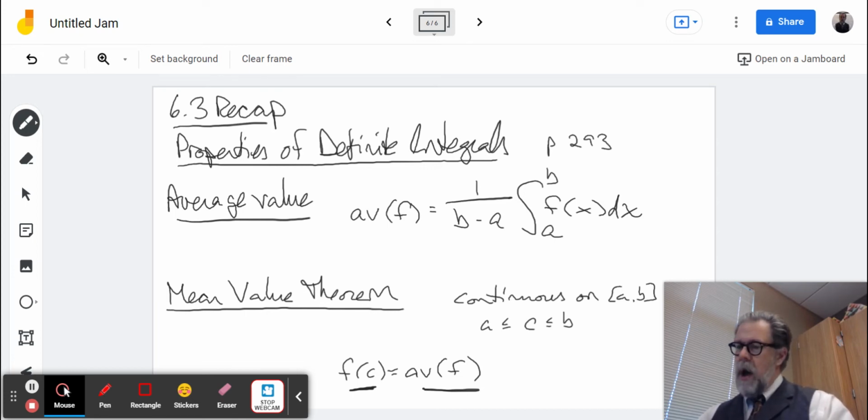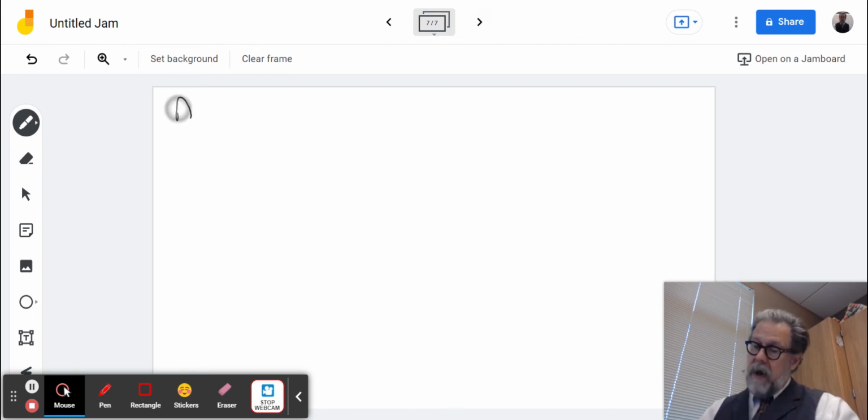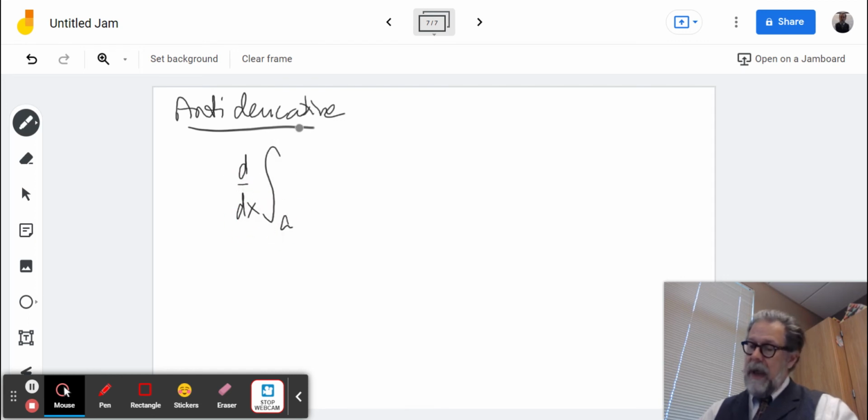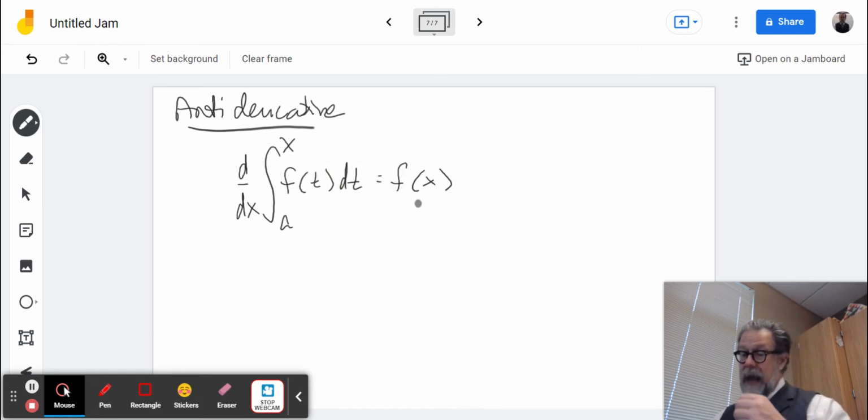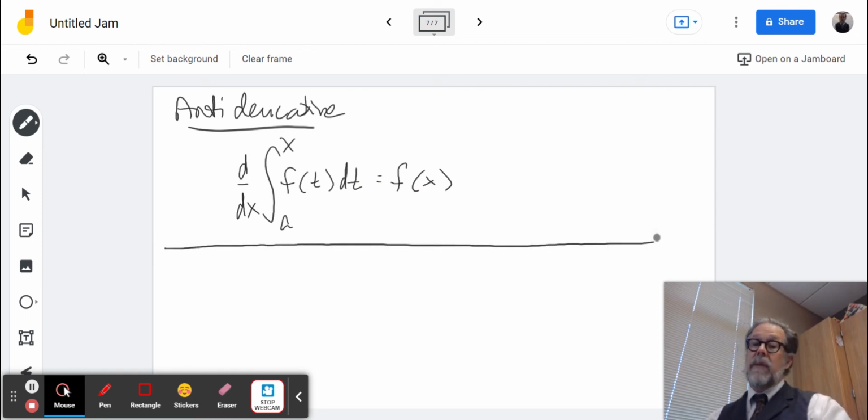All right, the concept of an antiderivative. One of the things that we talked about is that the derivative of the integral from a to x of f of t dt is just the function evaluated at x. Since the integral is an antiderivative, obviously, or you may remember that the whole point of inverse functions is that they cancel each other out.